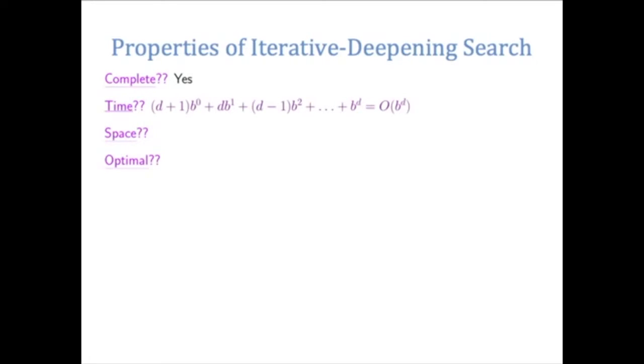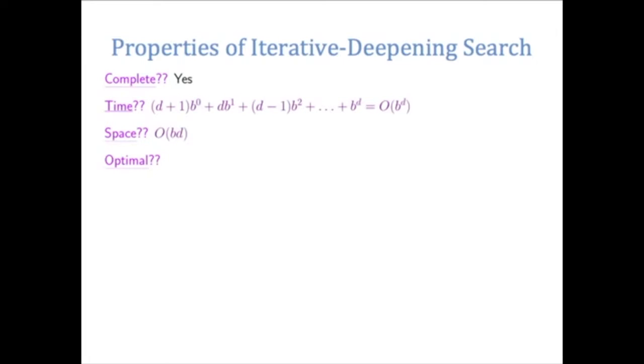Well, the first level is going to be depth plus 1 times the branching factor to the zeroth, which is 1, depth times branching factor to the first, depth minus 1 times branching factor squared, and so forth, plus branching factor to the d, which all adds up to O of b to the d, which you will remember is the same time complexity as breadth first search. So it's no worse than breadth first search.